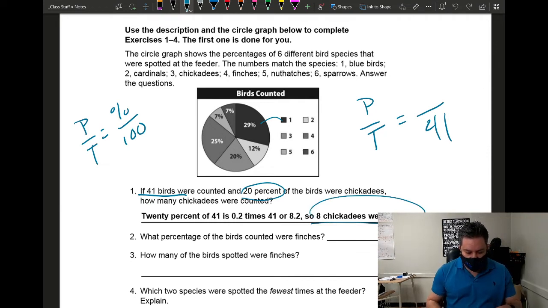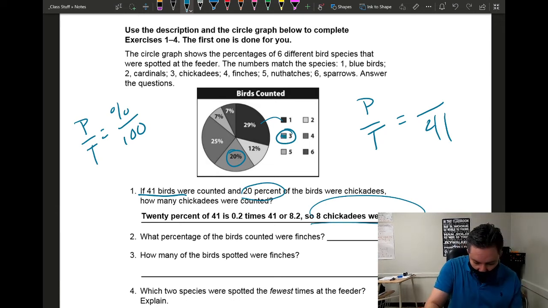So basically, this right here is gonna be the chickadees right there. And chickadees were number 3 right here. Something like that. Okay? So basically, we can color code this if we wanted to.